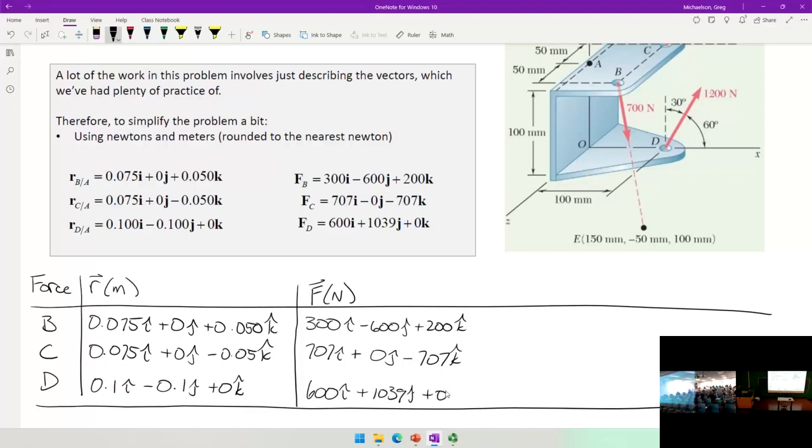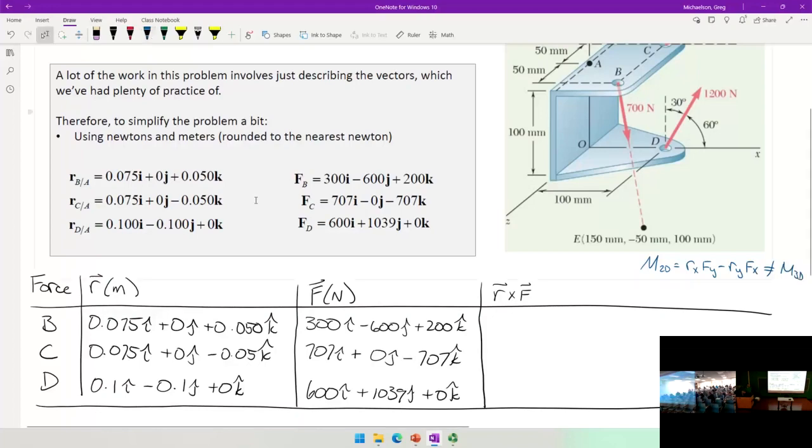Now, the only difference from what we did last time to what we would do this time is in this step right here. Because last time we said, if we're dealing with a moment in 2D, we just have Rx Fy minus Ry Fx. But that's not going to work for 3D. For 3D, we're actually going to have to evaluate the cross product.